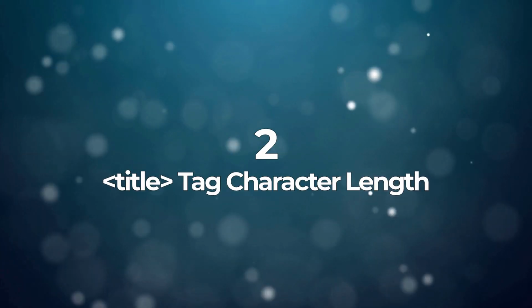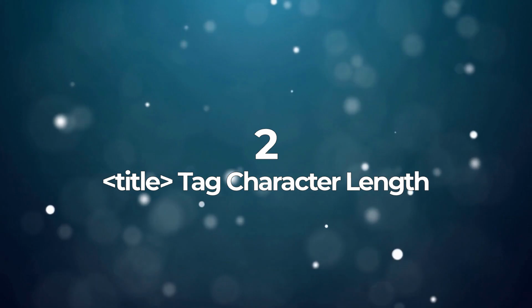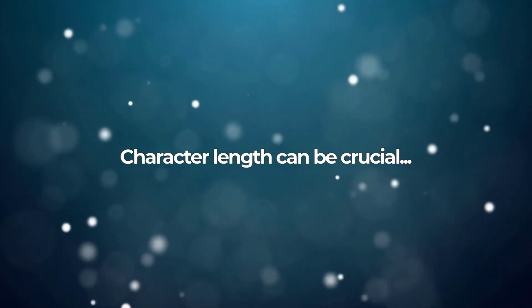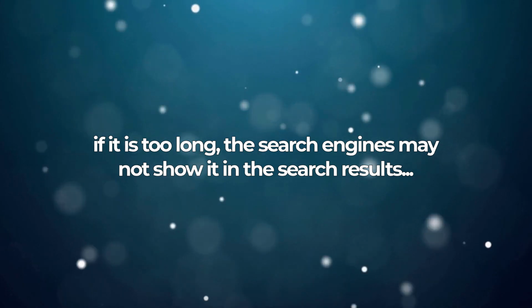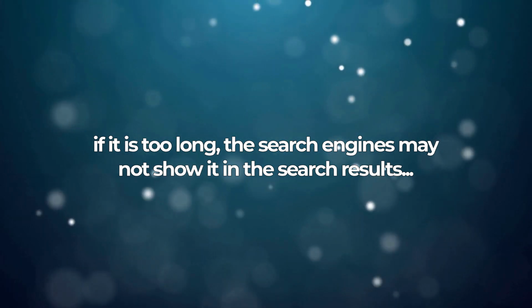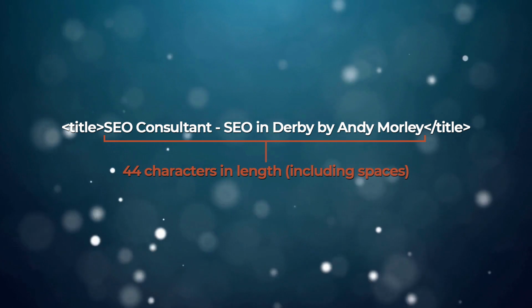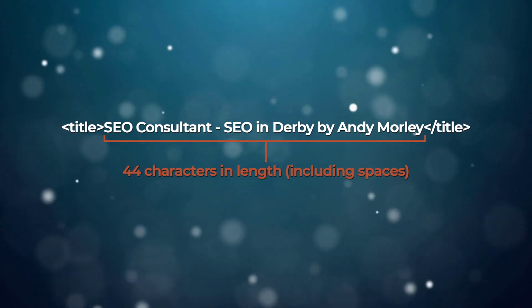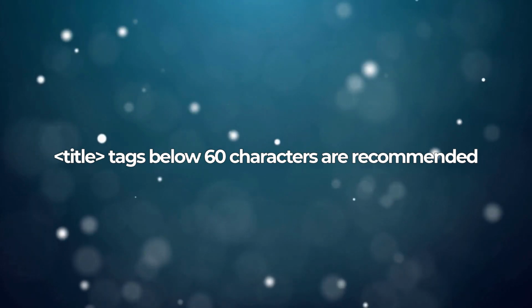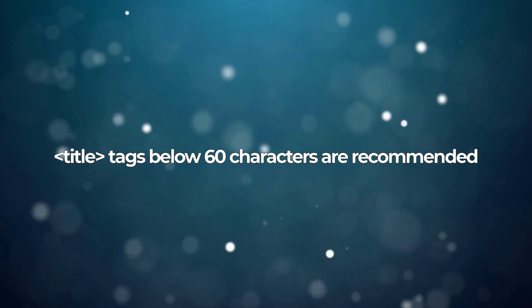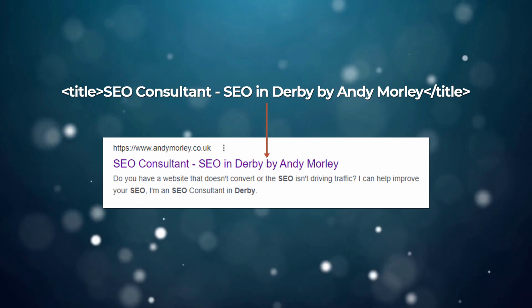Number 2. Title tag character length. Getting the length of your page title correct can be crucial. If it is too long, then the search engines will not show it in its entirety within the search engine result pages. The first 50 to 60 characters of a title tag are usually able to be seen by most desktop and mobile browsers. If you keep your titles below 60 characters, our data shows that you'll likely have 90% of them display correctly in the search engine.